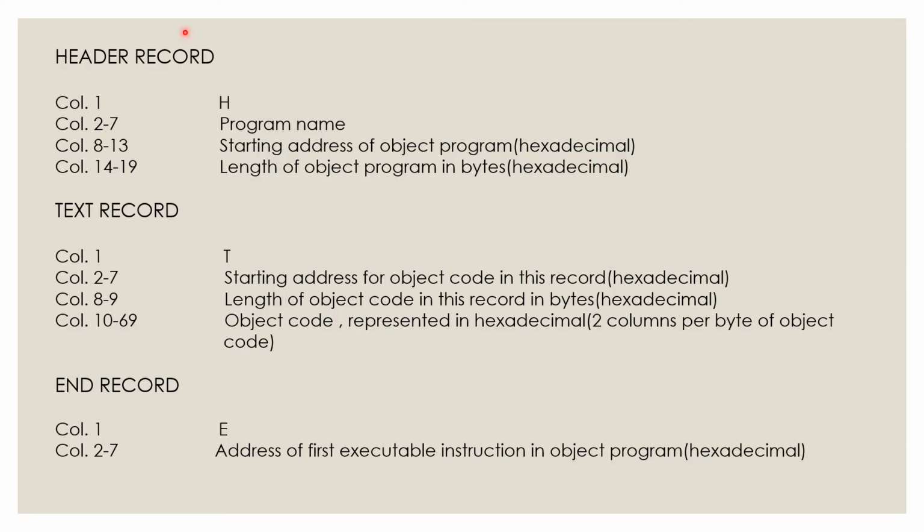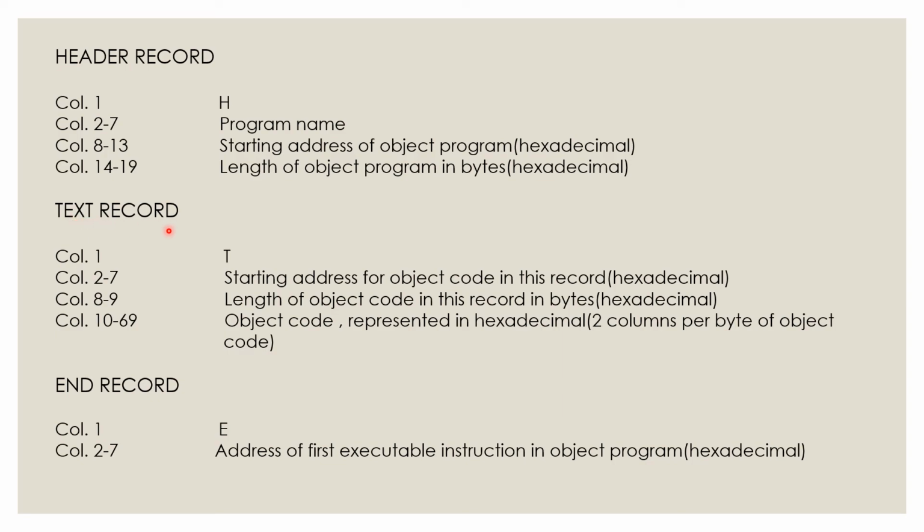The format for writing the object program is header record, text record and end record. In the header record, column 1 is represented by H, columns 2 to 7 are the program name, columns 8 to 13 are the starting address of the object program in hexadecimal, and columns 14 to 19 are the length of the object program in bytes, that is hexadecimal.